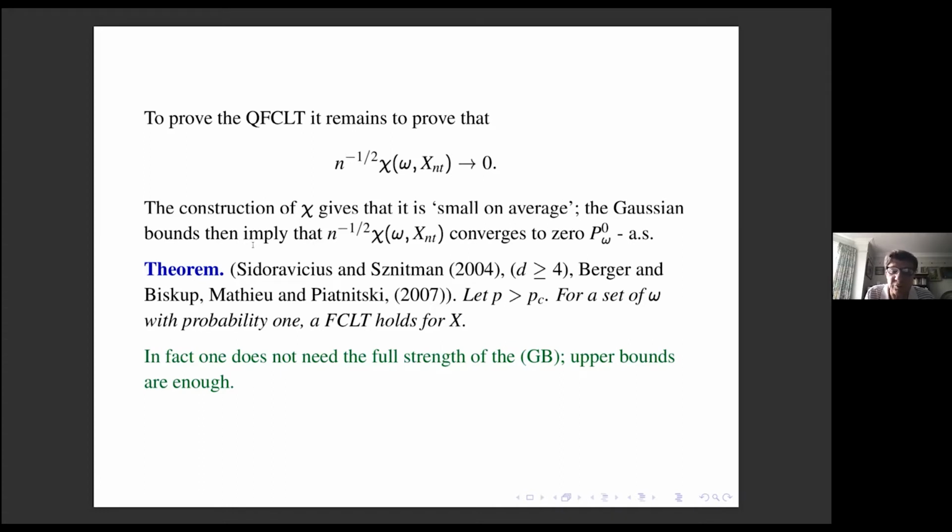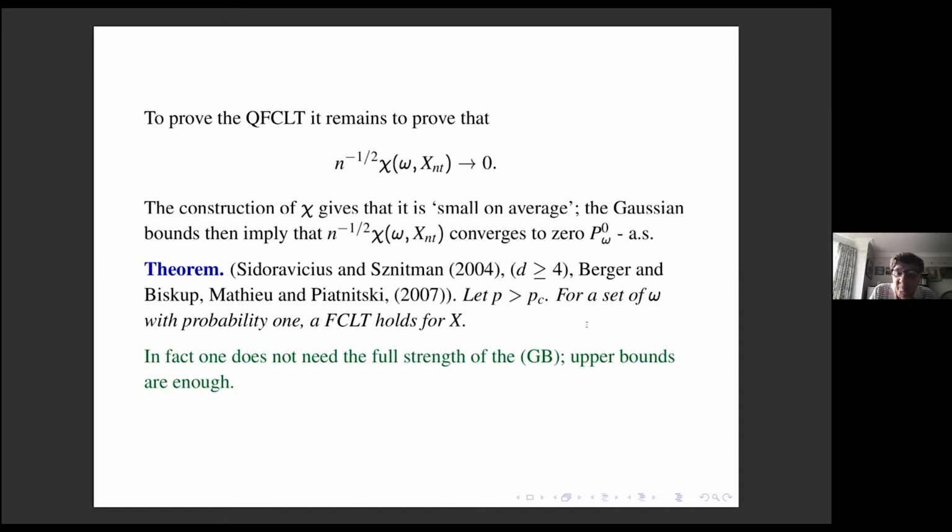And the Gaussian bounds then basically tell us that this random variable is sort of nicely spread out. And so in fact, this quantity here converges to zero, P0 almost surely. And so we have the following theorem, proved in the period 2004 to 2007 by, in different cases, a number of different groups.